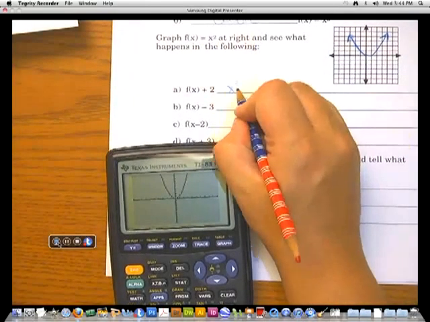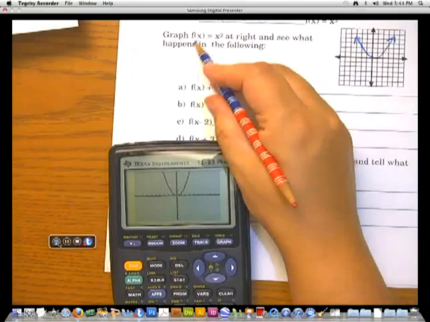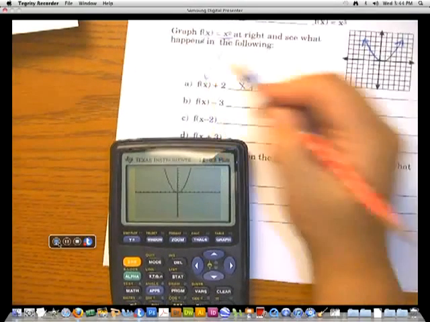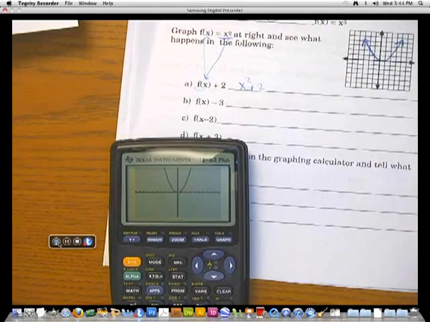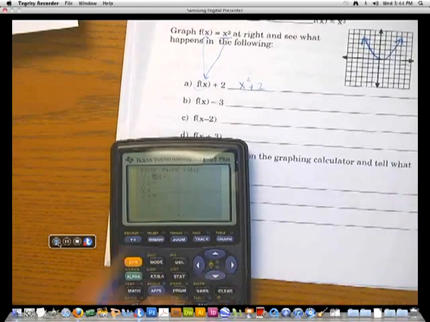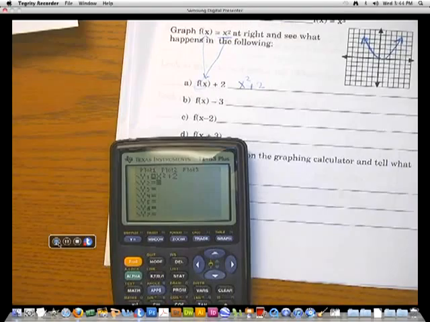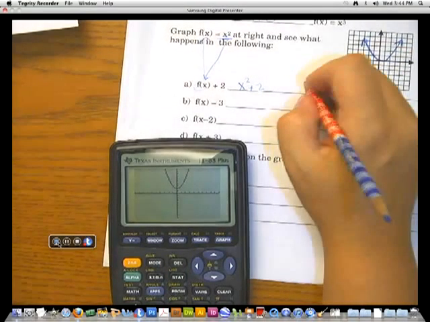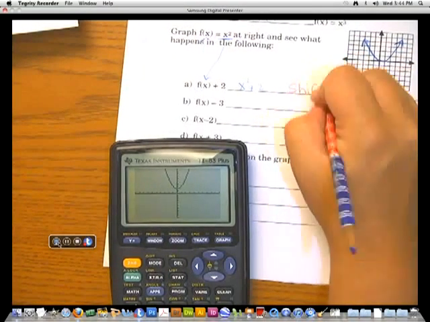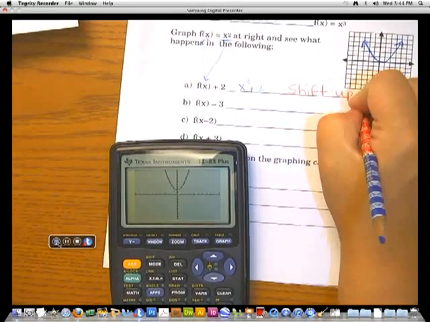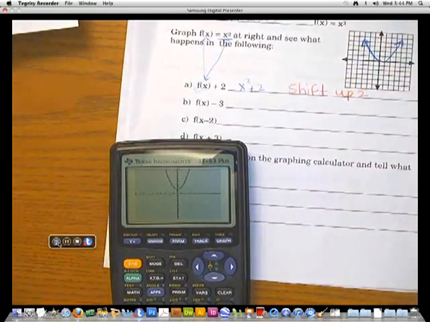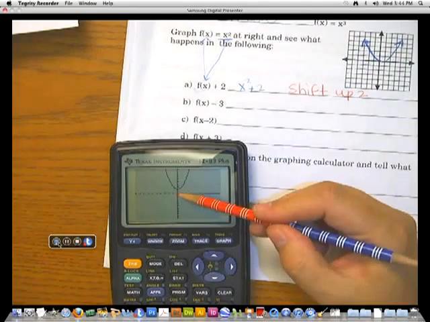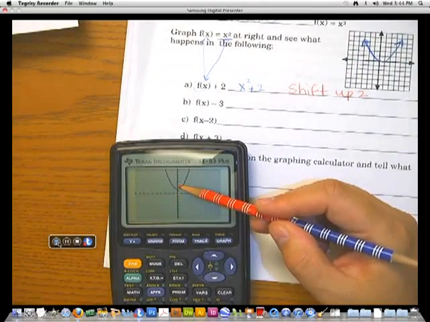Alright, so what happens when we take this x squared, because that's what f of x is. It's x squared plus 2, because f of x is x squared. So x squared plus 2. If I were to put that in the calculator, y equals x squared plus 2, and see what the graph looks like, we see that it actually shifted my whole picture up 2 units. See how it went from the origin up 2?